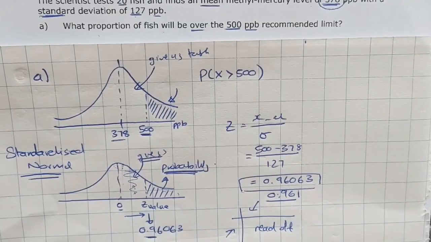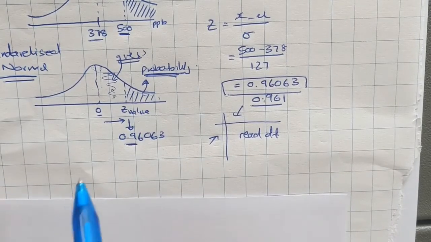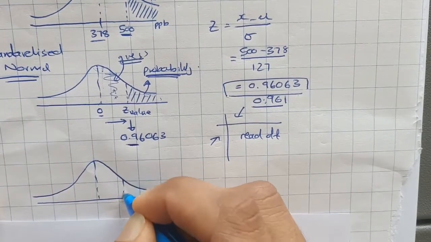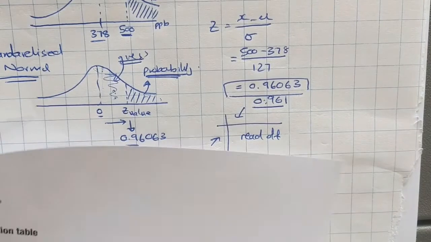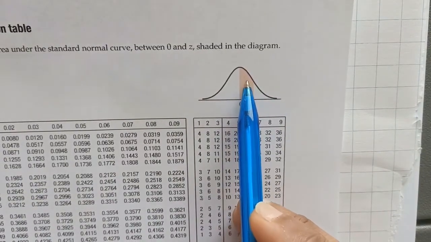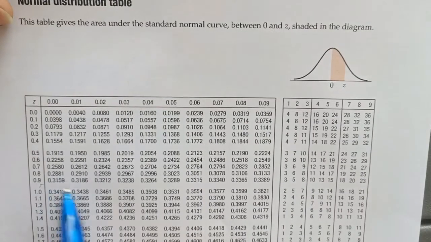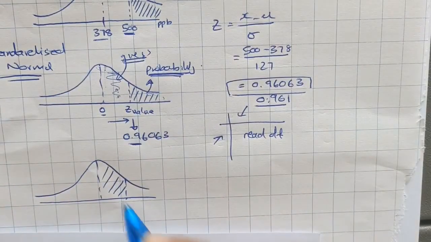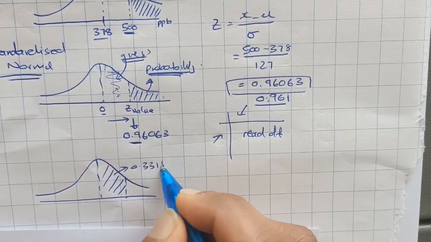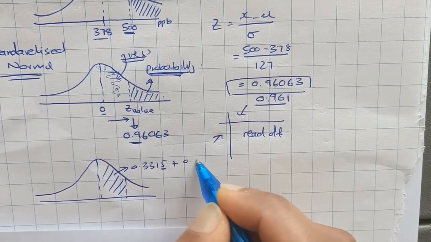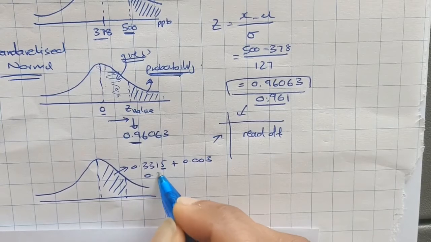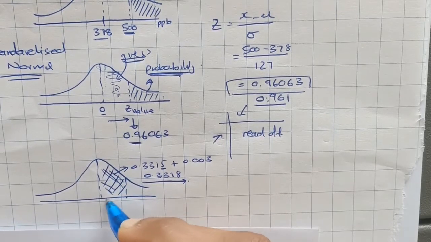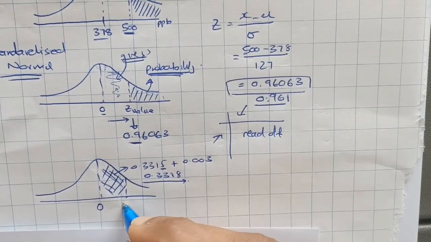So that Z value over there gives us the proportion. I'm going to just redraw it from the table. Remember, this particular table, they'll always indicate at the top of the table what area you're actually finding. In this particular instance, we found that if we read off 0.961, we add 3 onto 0.3315, 0.3315 plus 0.003 at the end gives us 0.3318. That's going to be the probability of it being between 0 and the Z value 0.961.